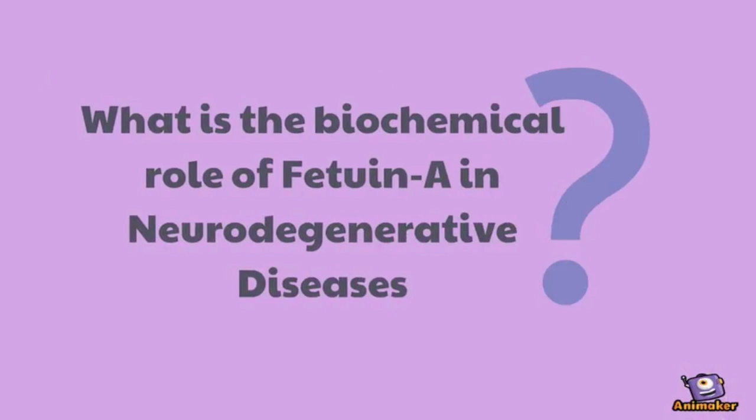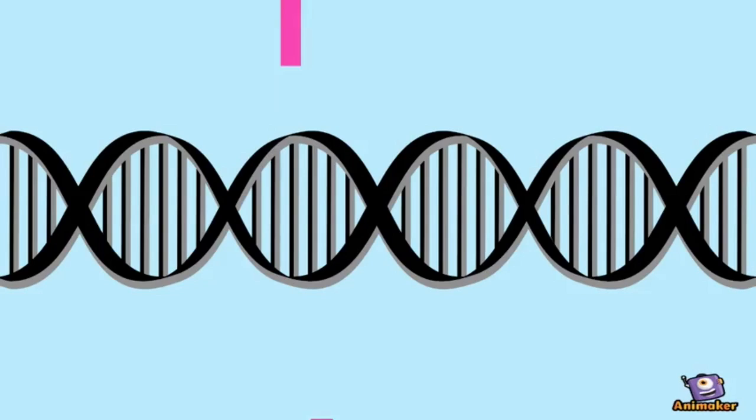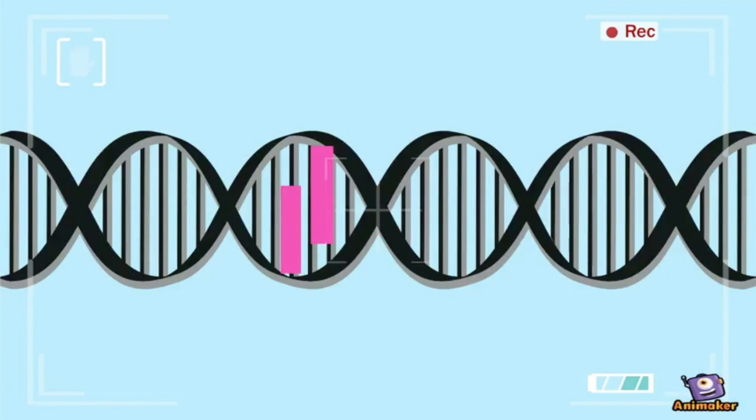So now, what is the biochemical role of Fetuin-A in neurodegenerative diseases? As noted previously, Fetuin-A can act as a biomarker for diseases like Alzheimer's. This can be useful in genetic counseling.